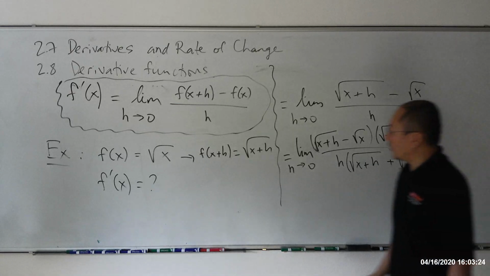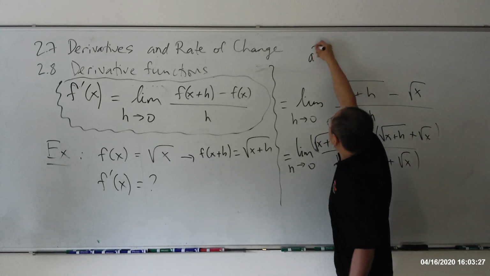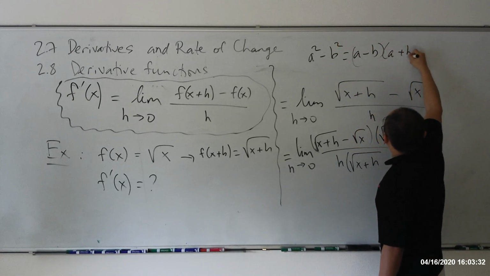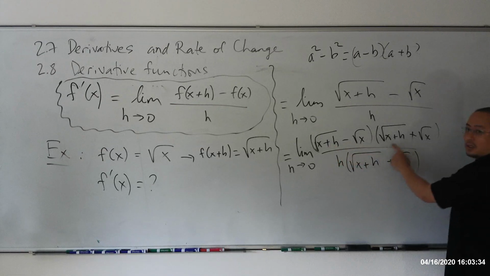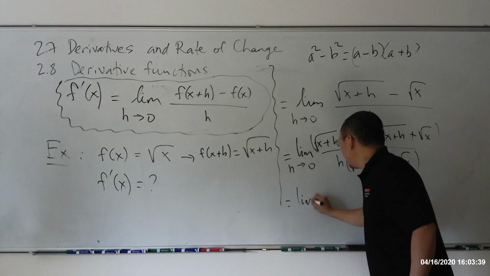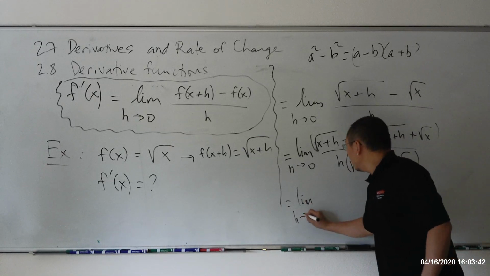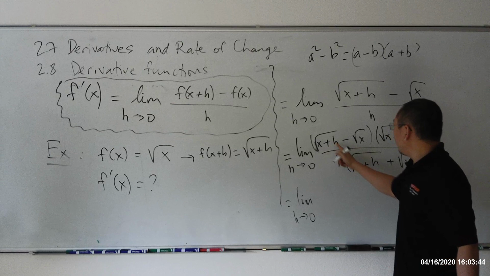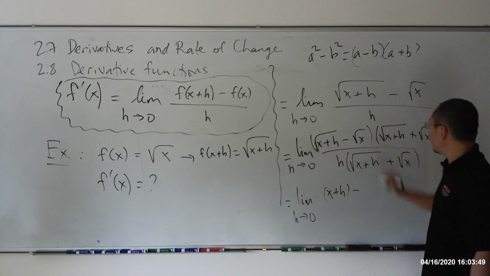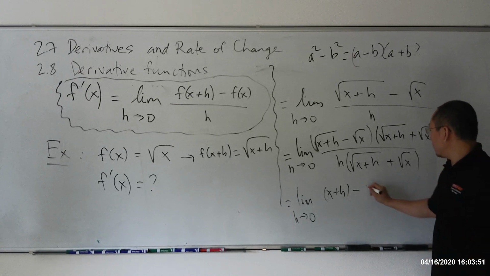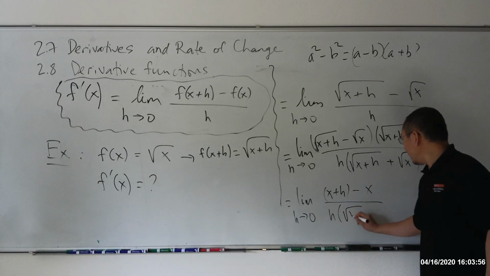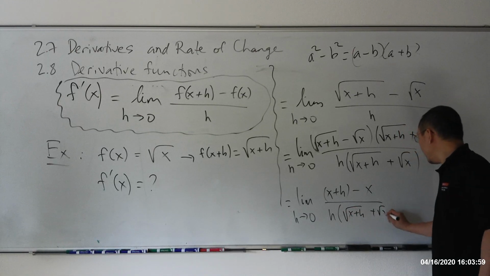Okay, and recall what we learned before. Let me write up here. A squared minus b squared was a minus b times a plus b. This is a minus b. This one is going to be a plus b. And it's going to be a squared minus b squared in our formula. So it's going to be what? Square root of x plus h squared is going to be x plus h, right? And then subtract square root of x squared, which is x, and everything over h times square root of x plus h plus square root of x. Okay?